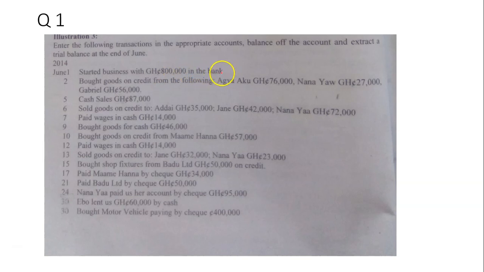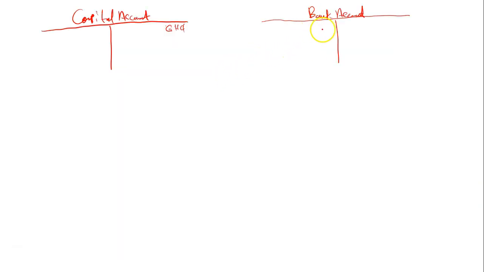Now, when you look at the transaction, they said started business with 800,000 Ghana cedis in the bank. When you bring money from an external source into your business bank account, what will happen to your business bank account? It will increase. So because the bank will increase, you debit bank in the name of capital. So we debit bank account in the name of what? Capital. You can write a date, okay? 800,000 Ghana cedis.